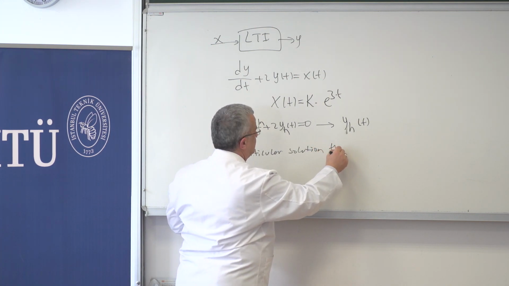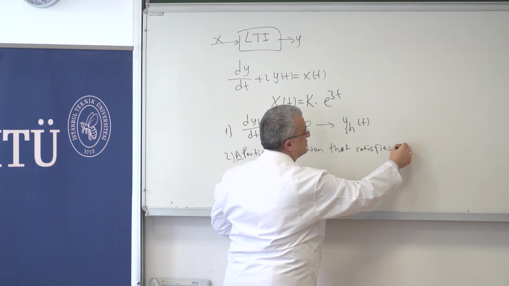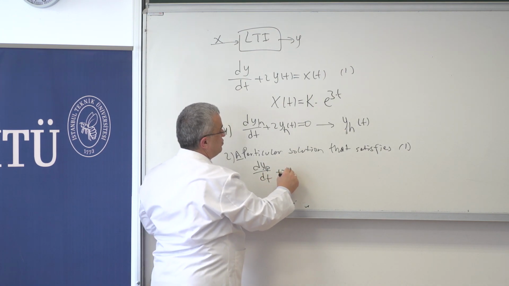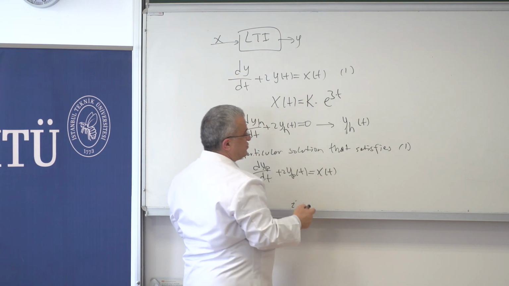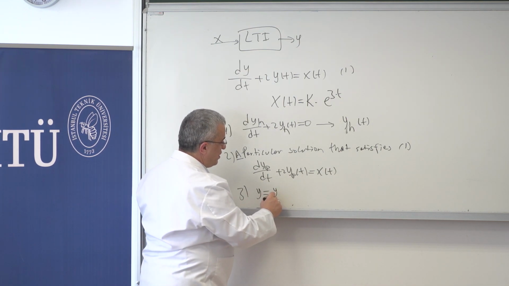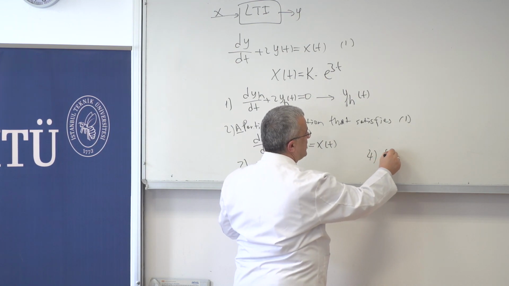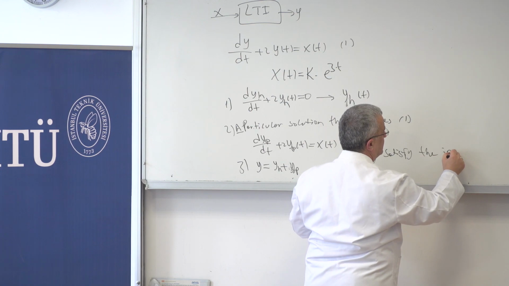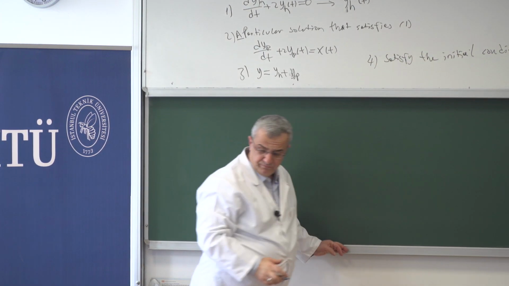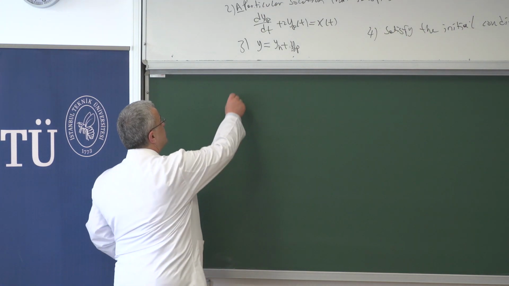A particular solution that satisfies the original equation, okay? So that is dy_p/dt plus 2y_p(t) is equal to x(t). So that has to do with x(t), okay? Then the third step is you say y is equal to y homogeneous plus y particular. And the fourth step is to satisfy the initial conditions.